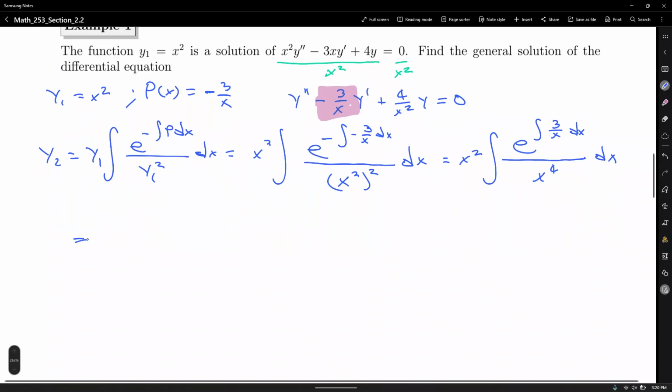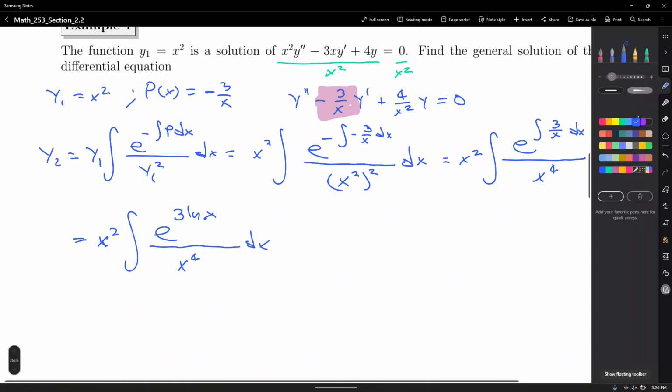Okay, so this is equal to x squared times the integral of e to the integral of 3 over x, that's 3 ln of x. And we're not going to put a plus c here, okay? Everything divided by x to the fourth dx. Okay, well, careful. Again, yes, e and ln are inverses of each other, but we can't do that now unless we move the coefficient as an exponent of the argument by the power rule of logarithms.